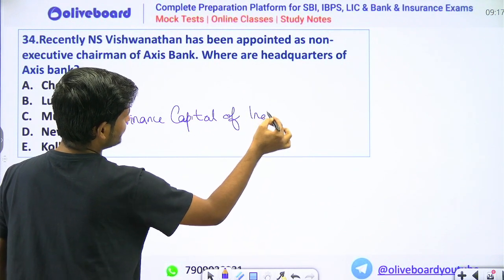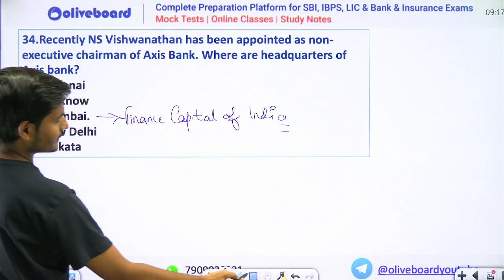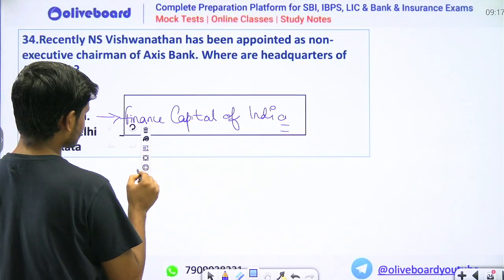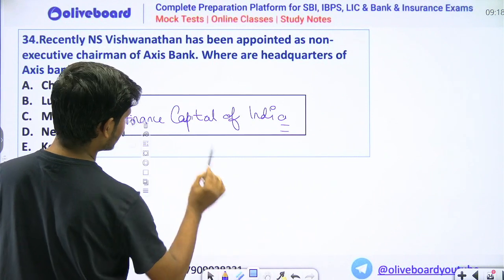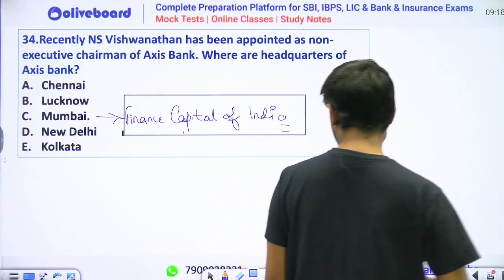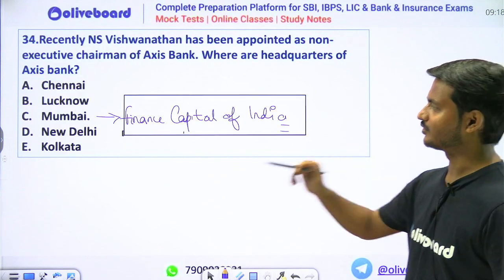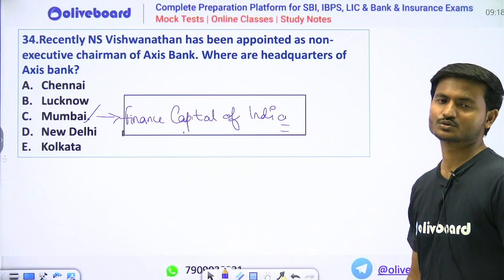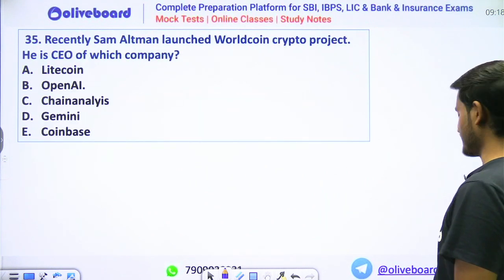So obviously any private sector bank would prefer to set up its headquarter in the finance capital of India. Why? Because majority of the businessmen work in the finance capital, and hence majority of the private sector banks would love to open their headquarter in Mumbai. So the answer is Mumbai. Sometimes options give you the answer, as I have already told you. So just try to look into the options and you will find the answers, right?